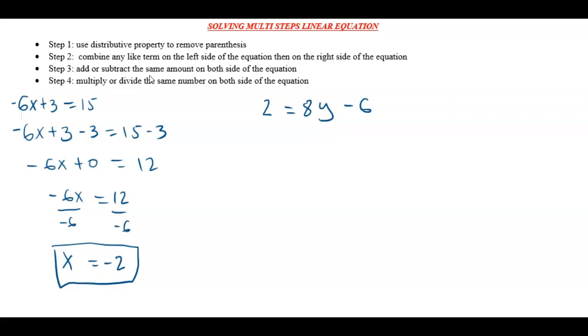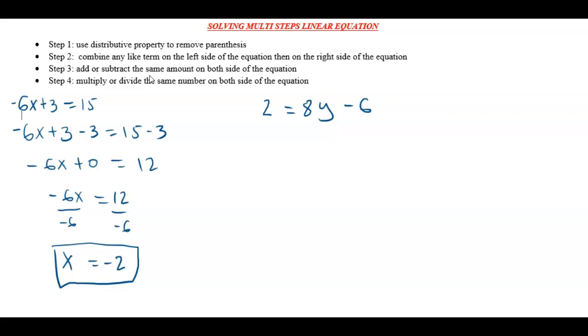Second step, what can we combine? Check the left side of the equation. There is nothing to combine here. Check the right side. There is nothing to combine because you cannot combine 8y and 6. They are not the same term.